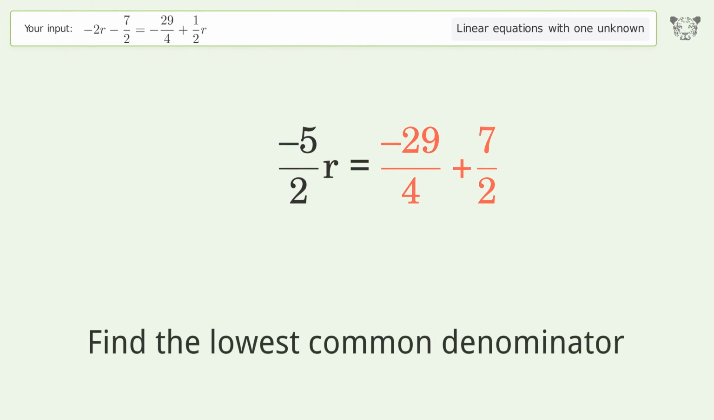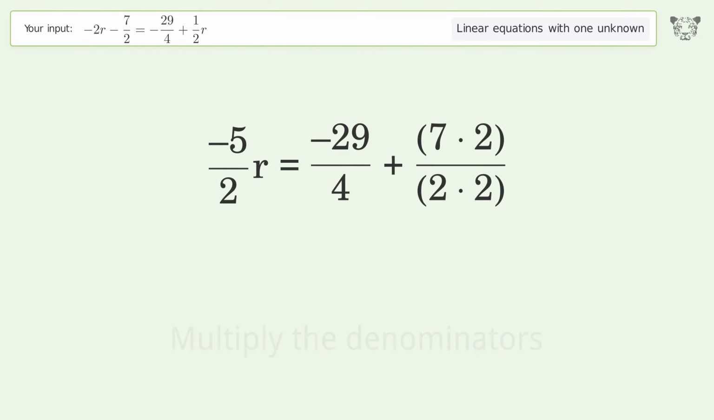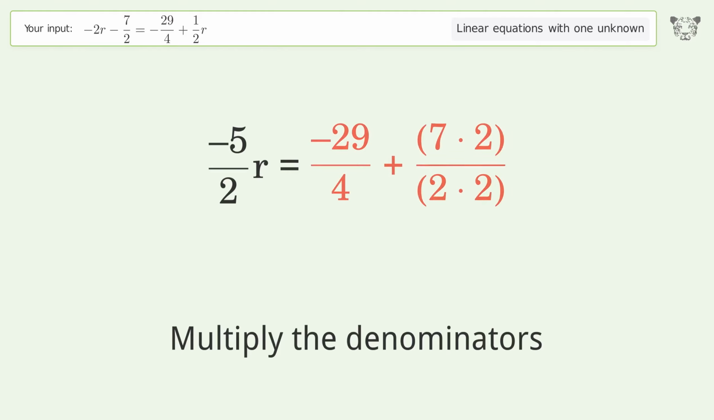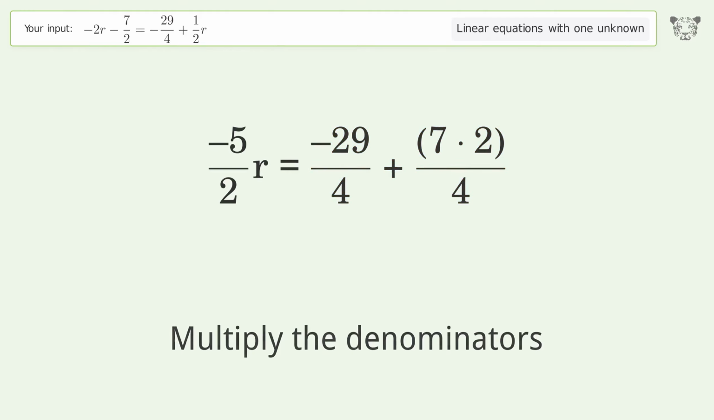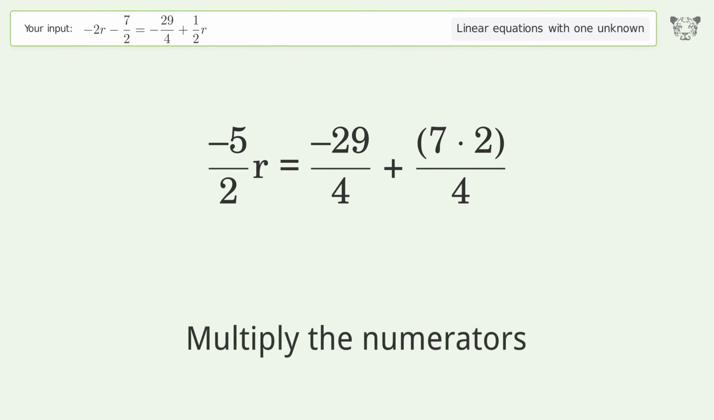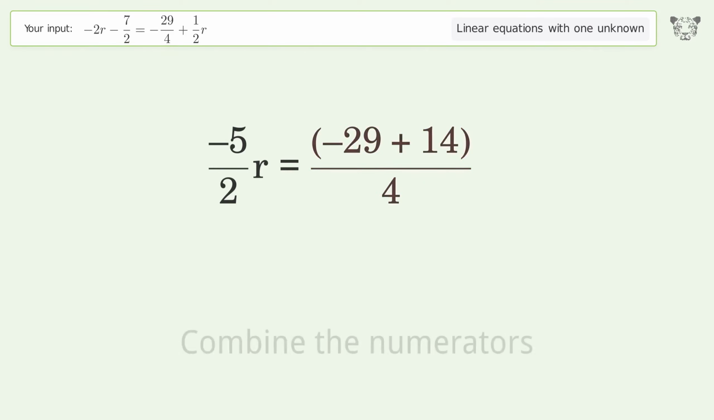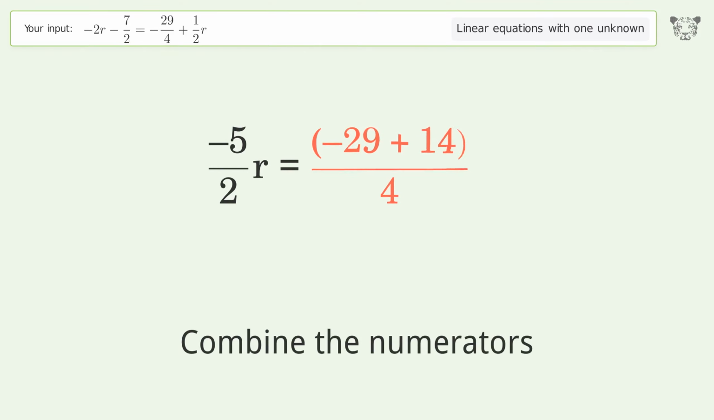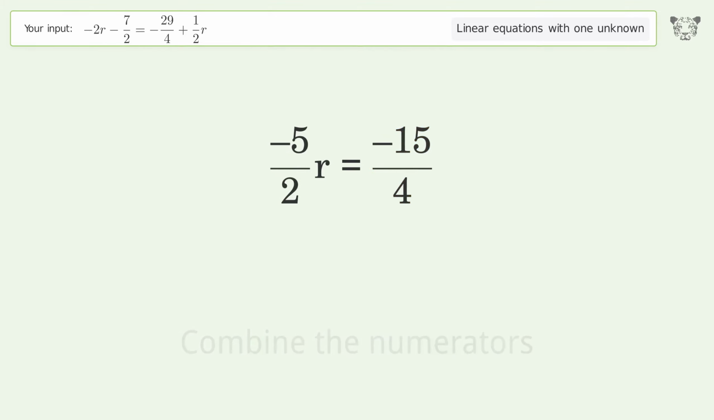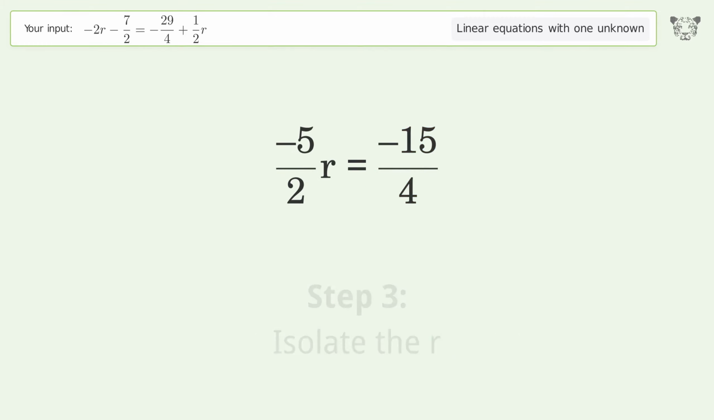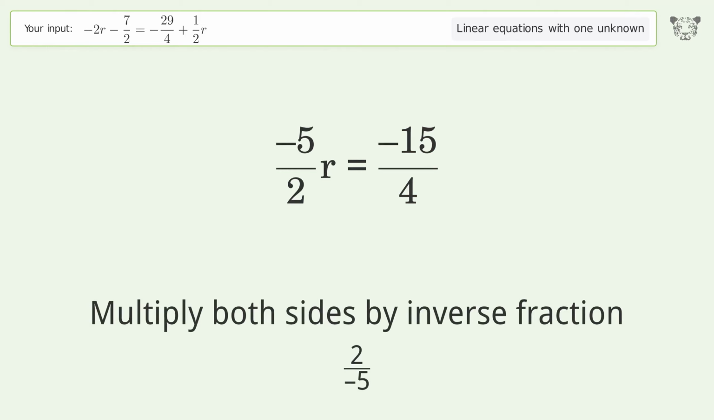Find the lowest common denominator. Multiply the denominators. Multiply the numerators. Combine the fractions. Combine the numerators. Isolate the r. Multiply both sides by inverse fraction 2/5.